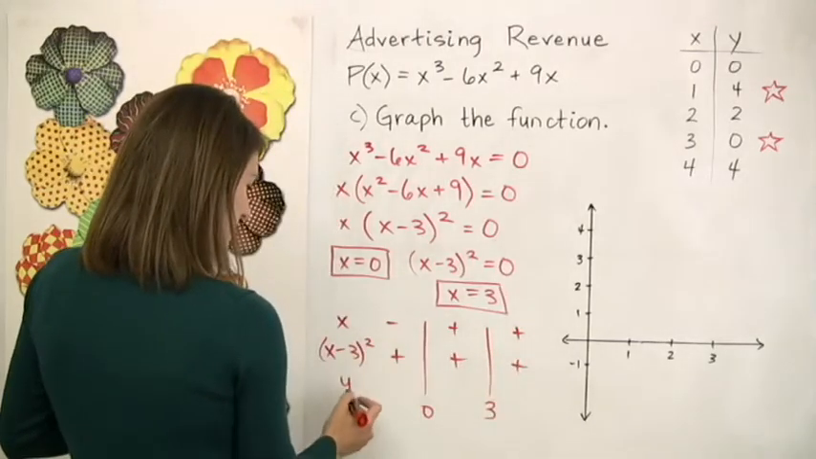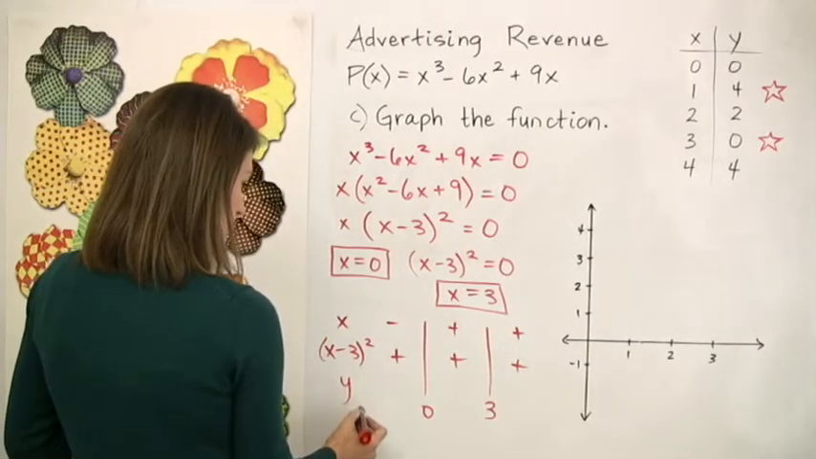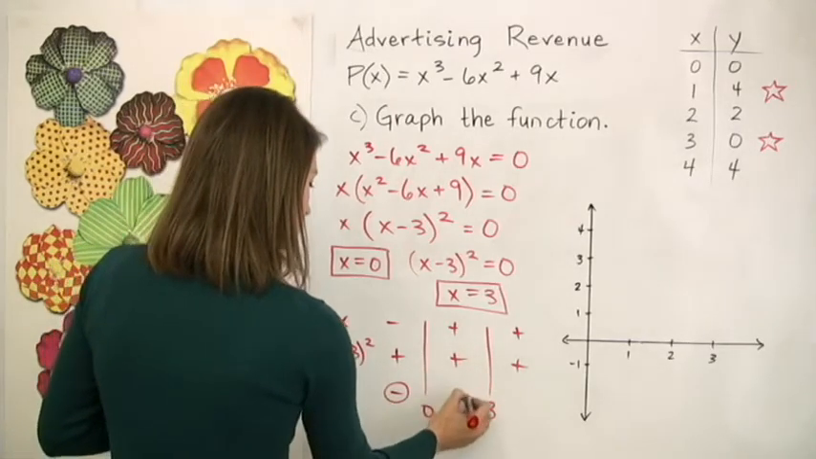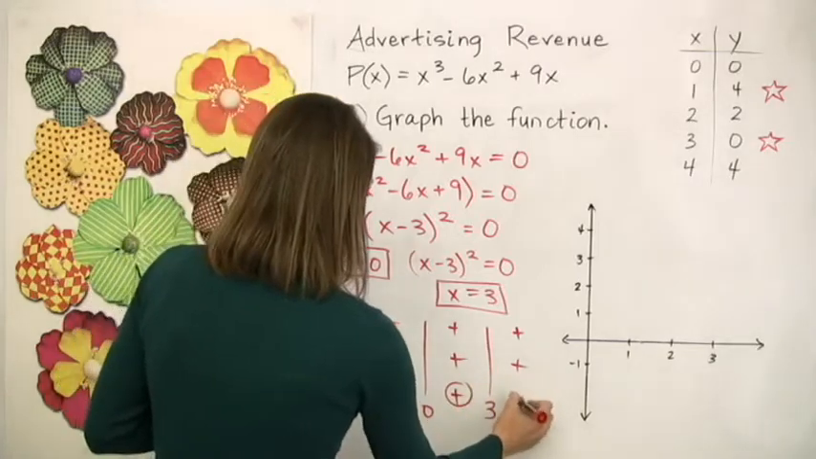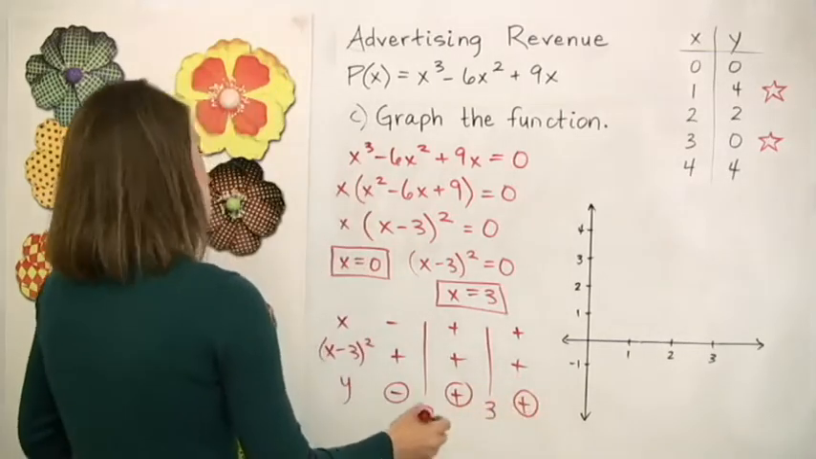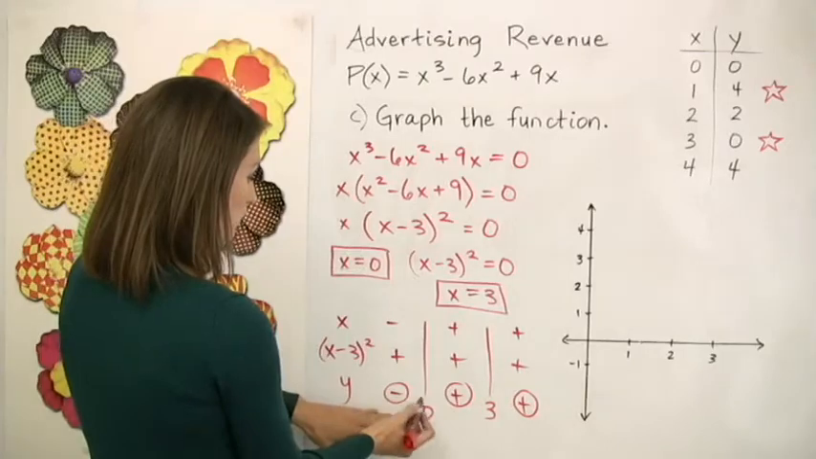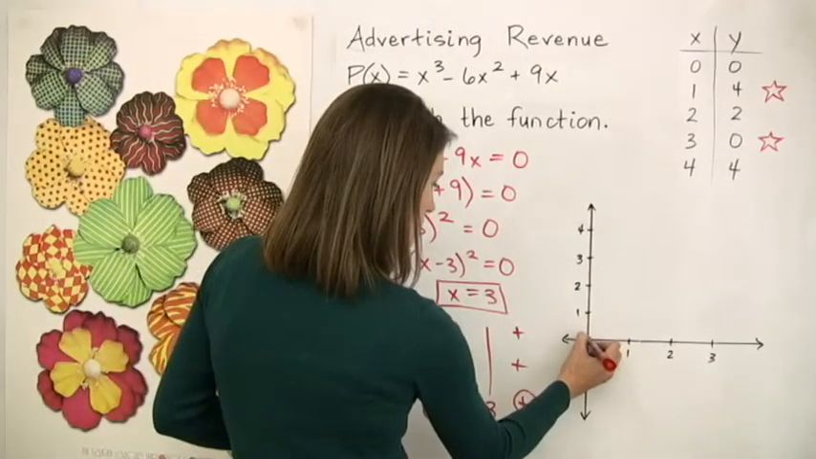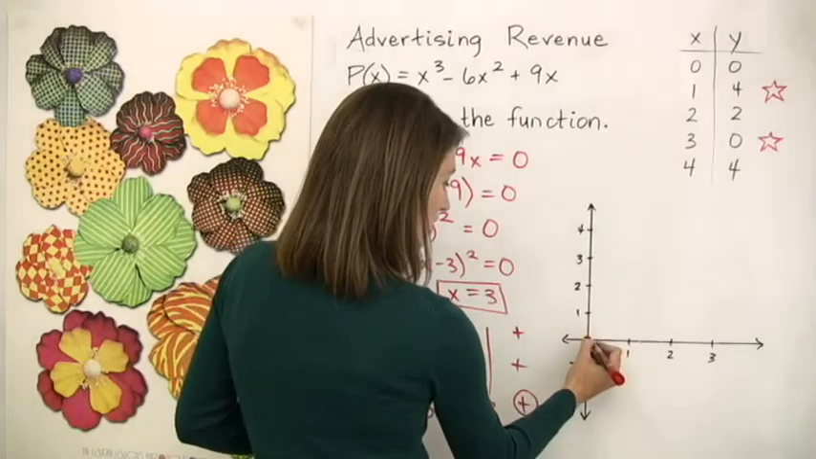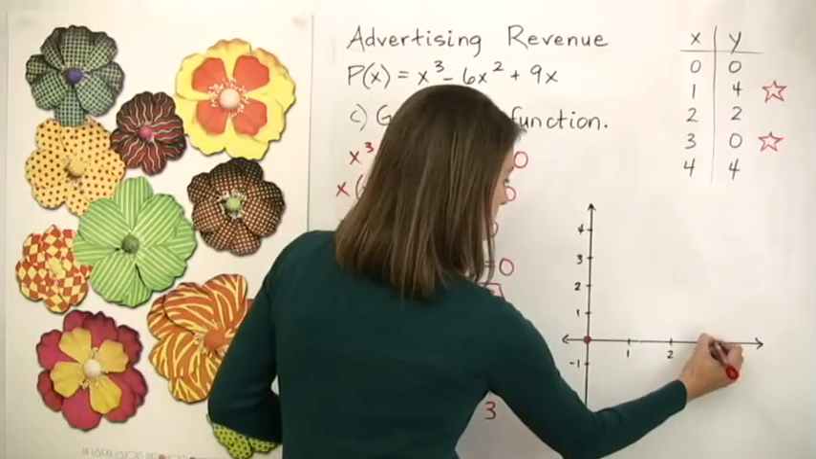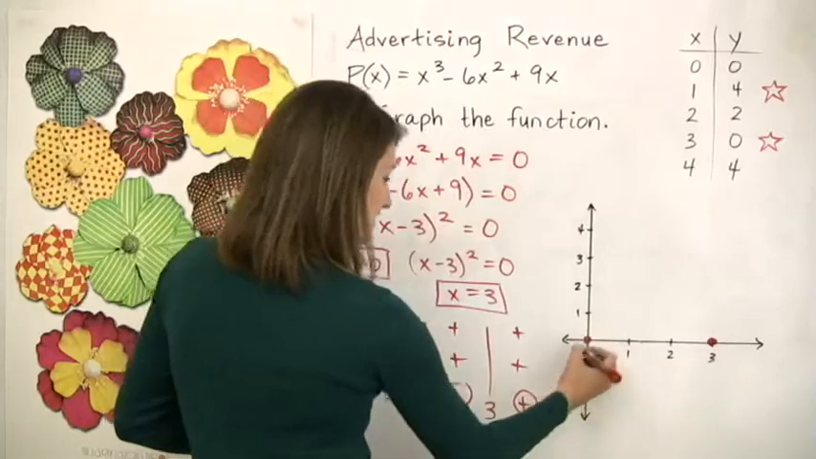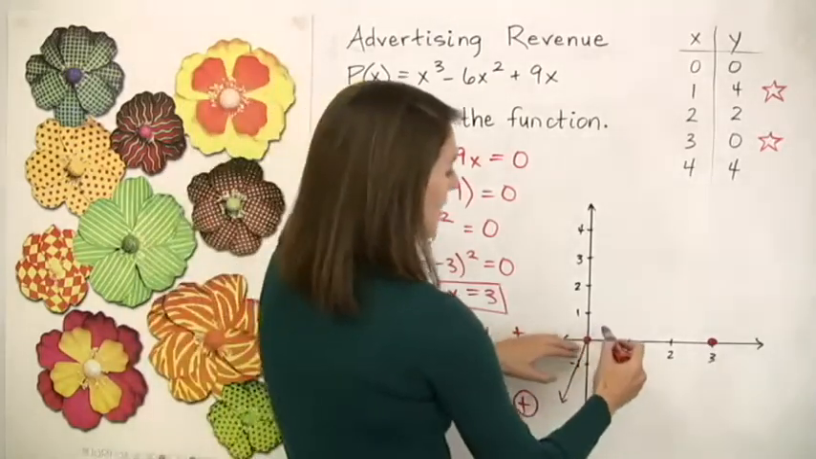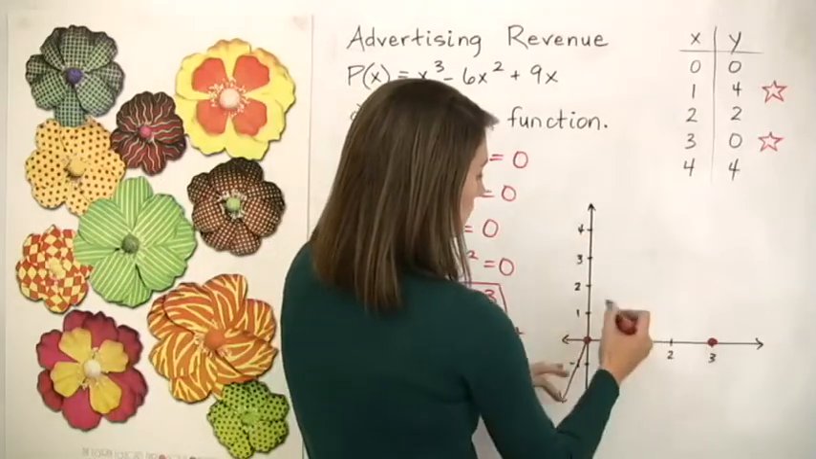And that means that our total function values when x is less than 0 are going to be negative, positive between 0 and 3, and positive when it's greater than 3. So we know that it crosses at 0, 0. We have our x-intercepts that I'm going to plot here at 0, 0 and at 3, 0. Our graph when x is less than 0 is going to be here. So we need to figure out what happens up here.